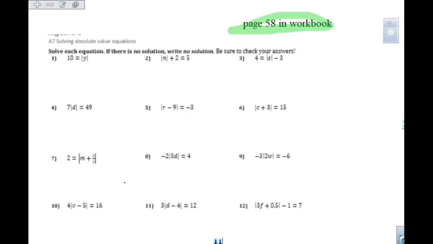Any absolute value equal to negative? 5 and 9. Ooh, I agree with 5. Absolute value equals a negative number. Right away, I'm going to stop this one. No solution. If I asked you why, absolute value can never equal a negative. It's like saying what's negative distance away from 0. Okay? Number 9.